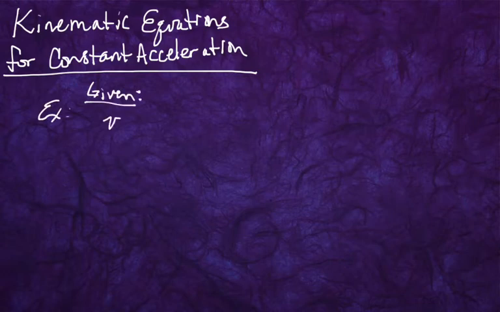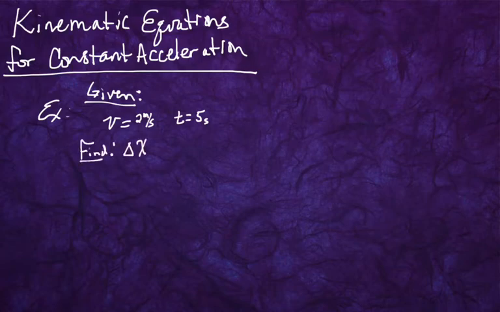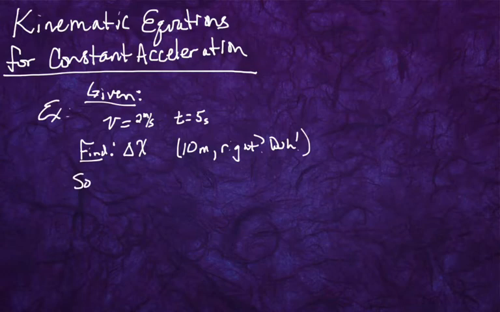Okay, so given that I walk at about 2 meters per second across campus, I've got long legs, tall people can walk faster, and I do this for 5 seconds. Well, what is my displacement? We can pretty much eyeball that one, and we'll know that it's 10 meters. Okay, duh. But we're going to solve it, and we're going to do this rigorously.